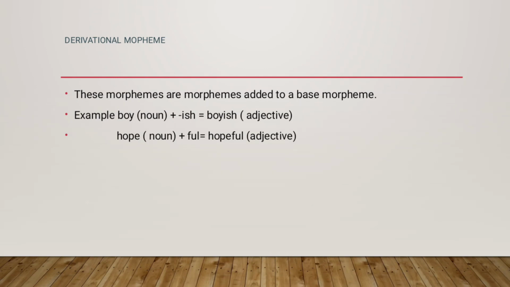For example, we have boyish from the word boy, and you have hopeful from the word hope. So with this, we can see we added ish to boy to get boyish, and we added ful to hope to get hopeful.